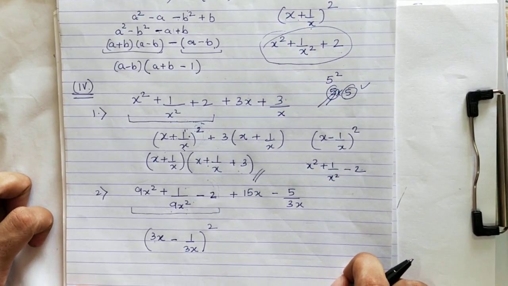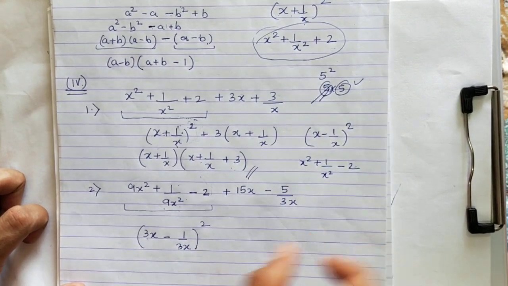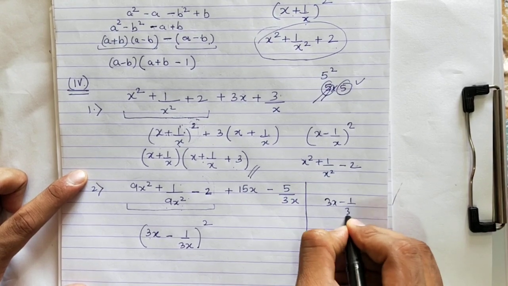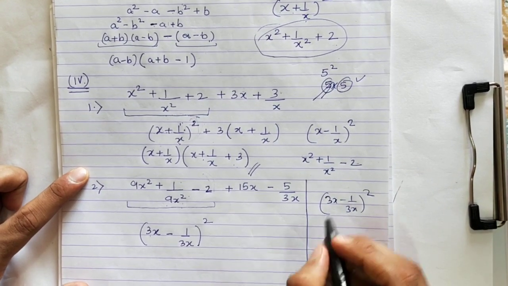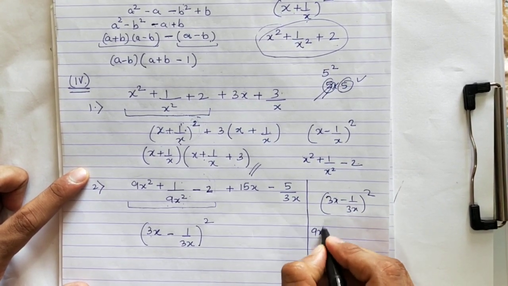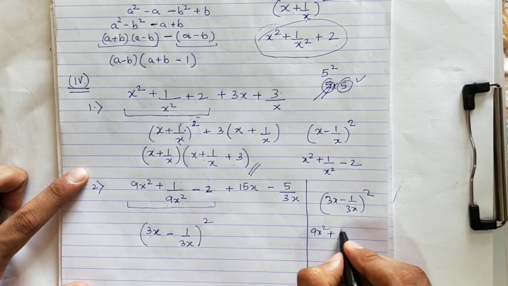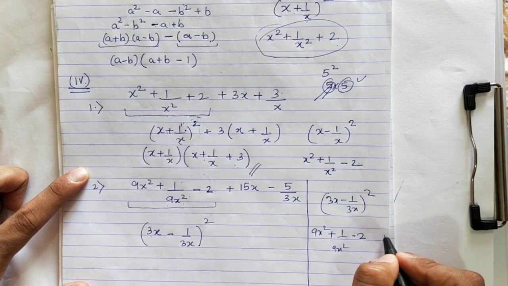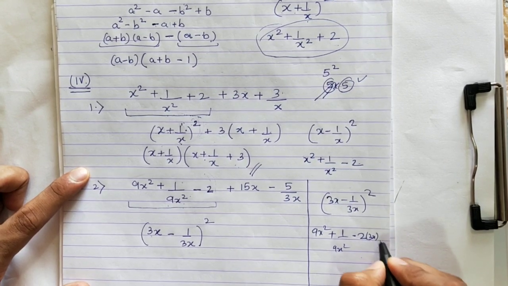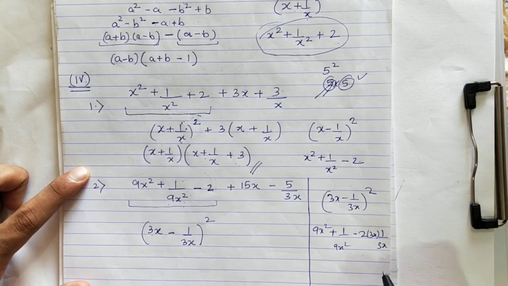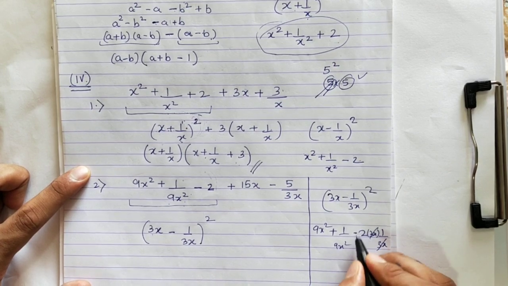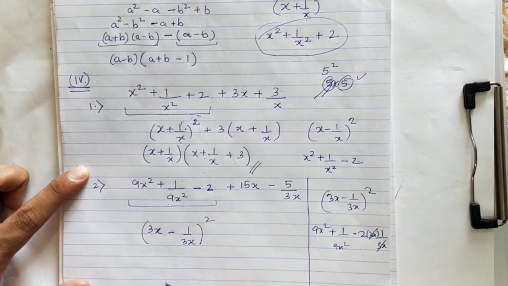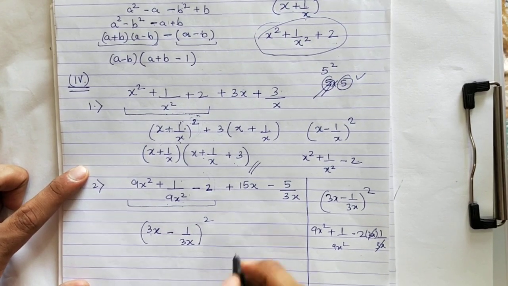Okay, if you are confused, you can even open the bracket and see in the rough column here. See, if you open this bracket, 3x minus 1 upon 3x the whole square, you will get a square, that is 9x square, plus b square, that is 1 upon 9x square, minus 2ab. 2a is 3x, b is 1 upon 3x. And 3x will get cancelled. What will remain? Minus 2. So this is what you have in the question here. Okay, so this can be replaced with this.